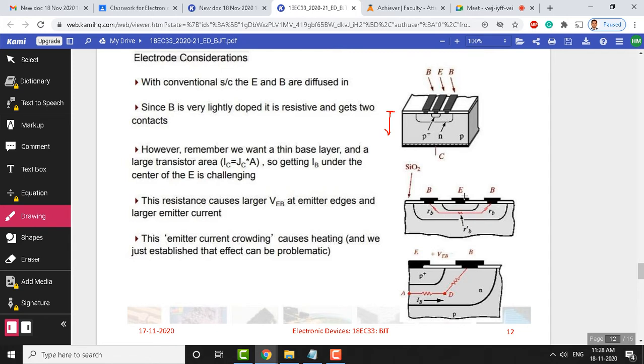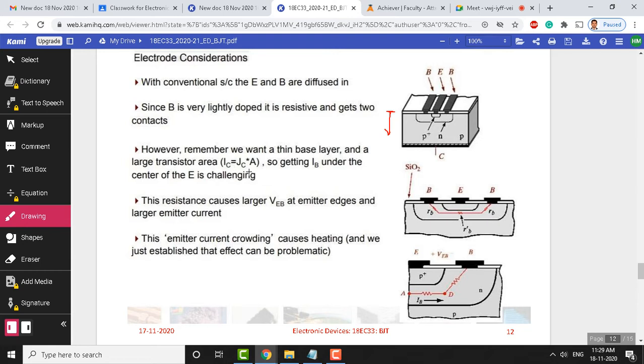Whenever charges or current flow from the emitter to the collector, that must happen via the base. So there is a resistance in the base region here. Definitely when current flows through it, power is dissipated within the base region. There is a thin base layer and a large transistor area.